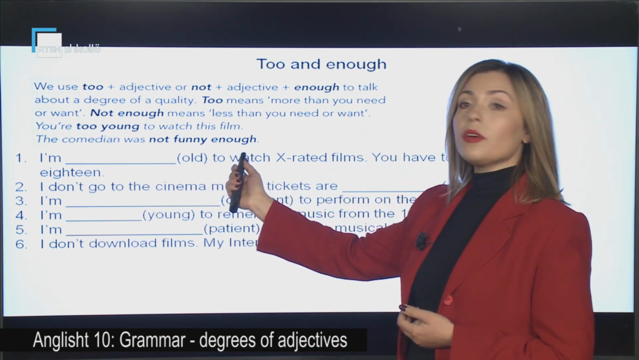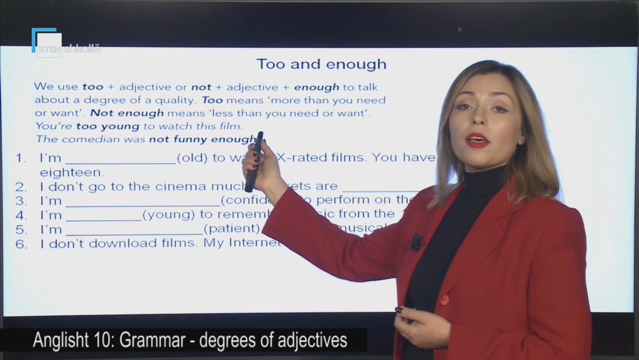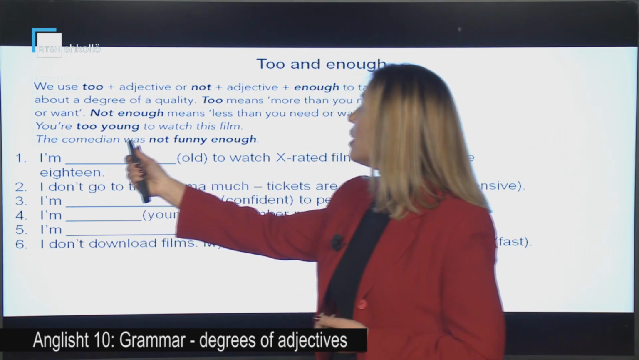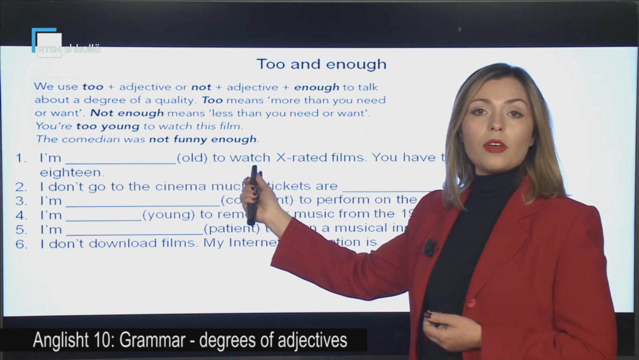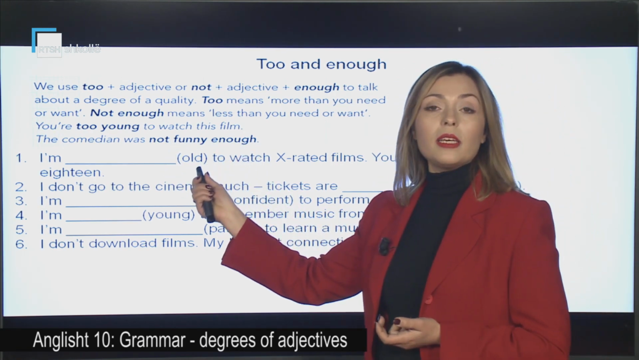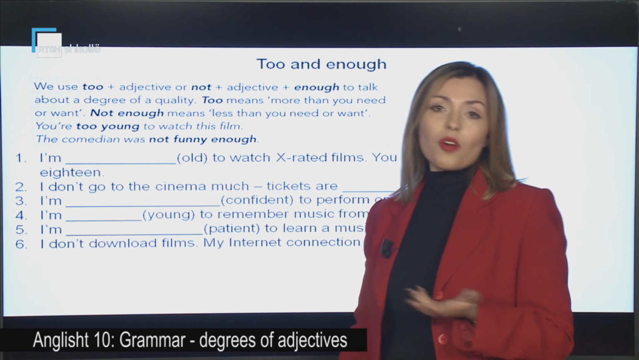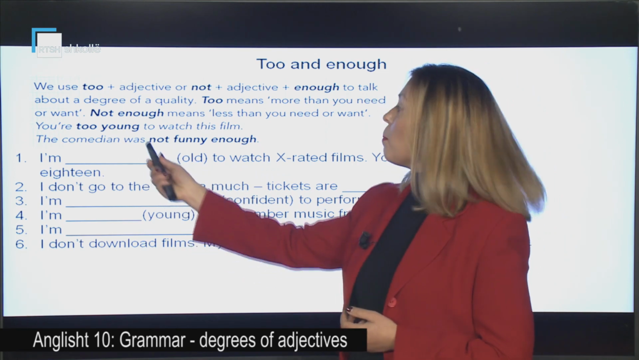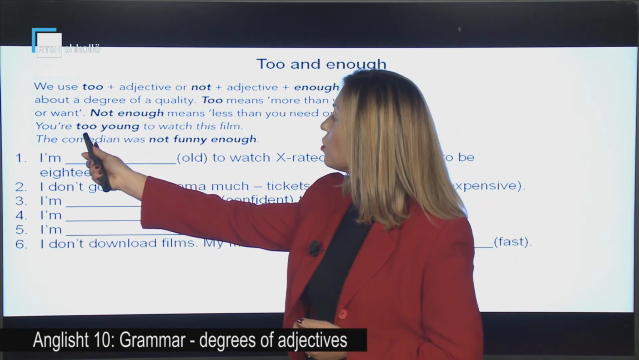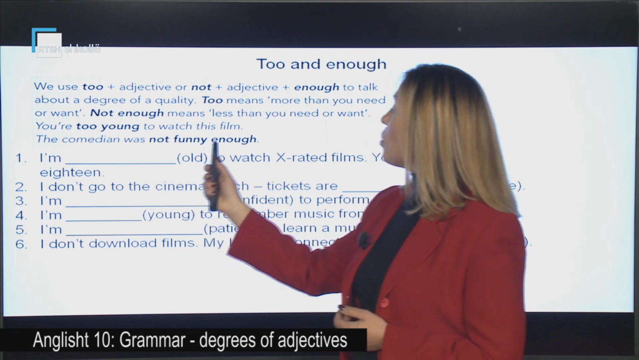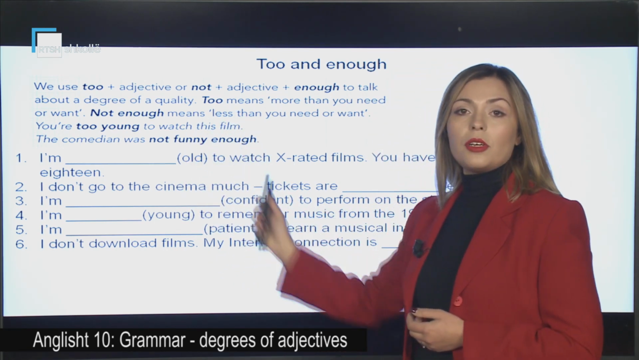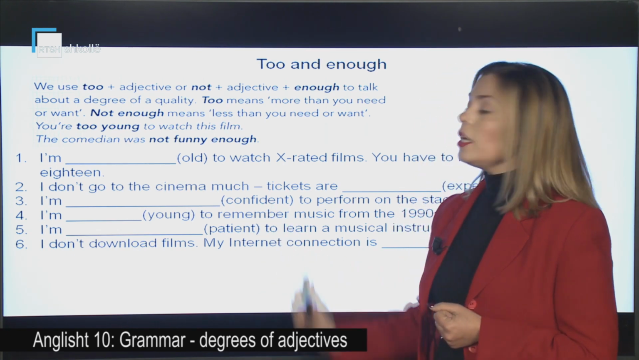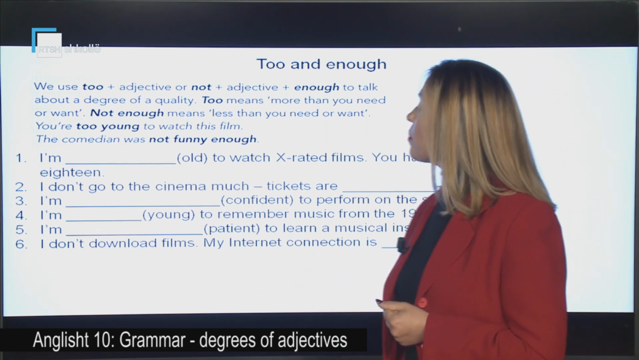Whereas enough is less than you need. Let's see the example. The comedian is not funny enough. So he is funny, but not funny enough for us to laugh. So again, we have a negative meaning. But too is put in front of the adjective, whereas enough is put after the adjective. But they have the same meaning. Let's go and complete the exercise.